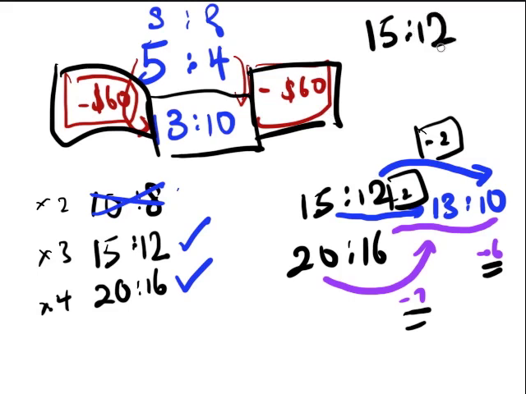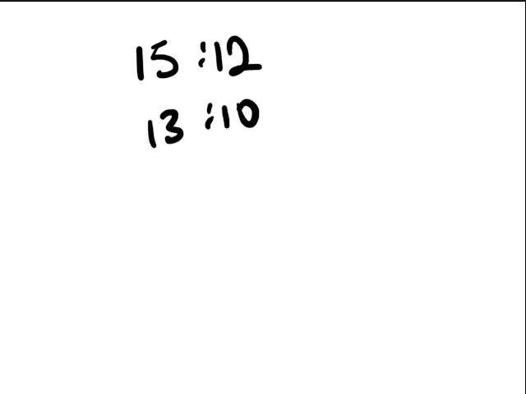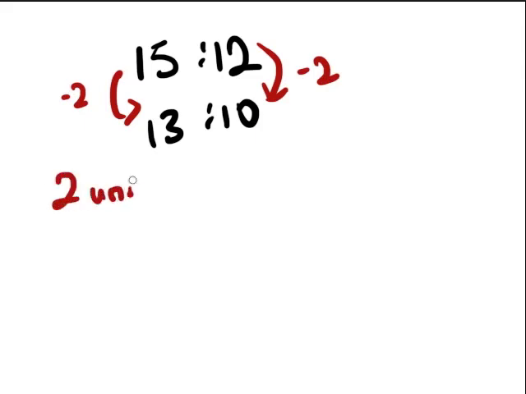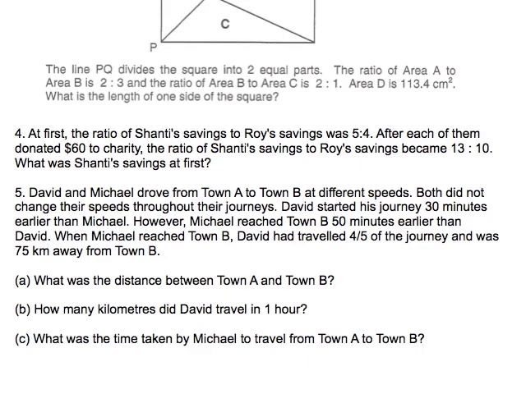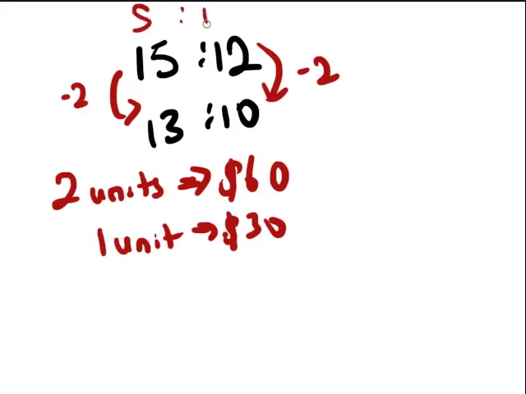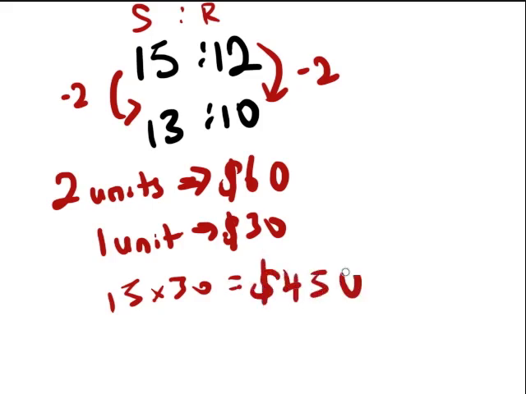Now that we know that, we can say the original was 15:12 and now it became 13:10 because they both reduced by 2 units, which also happens to be $60. So what can you tell me immediately? 2 units equals $60, and so 1 unit equals $30. The question is asking, what was Shanti's savings at first? Shanti is this one. At first was 15 times 30, and the answer is $450.